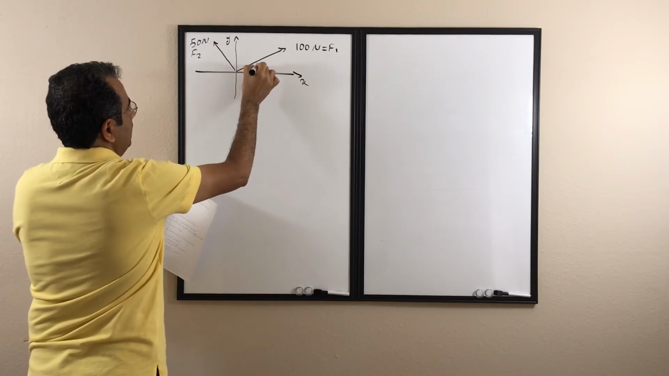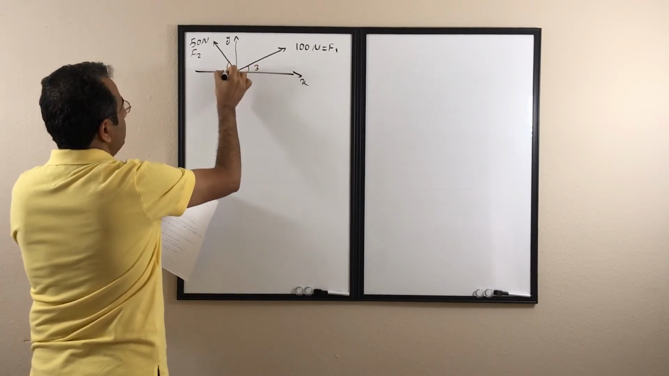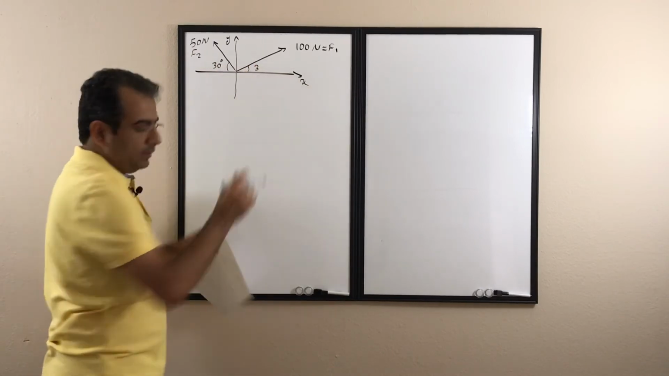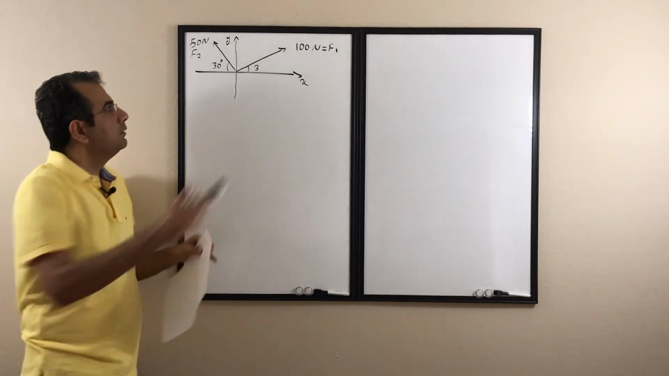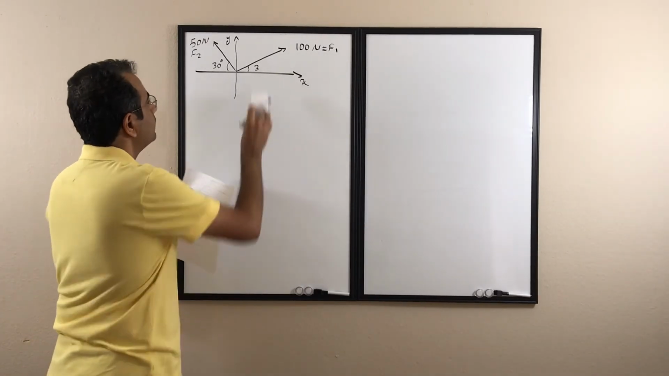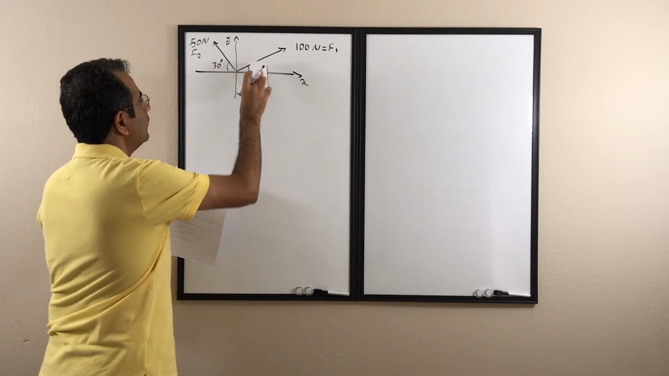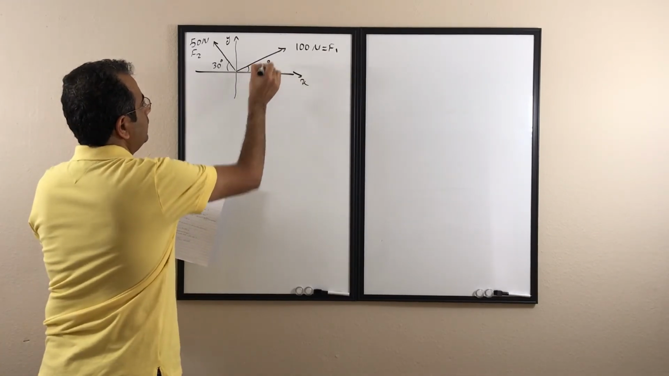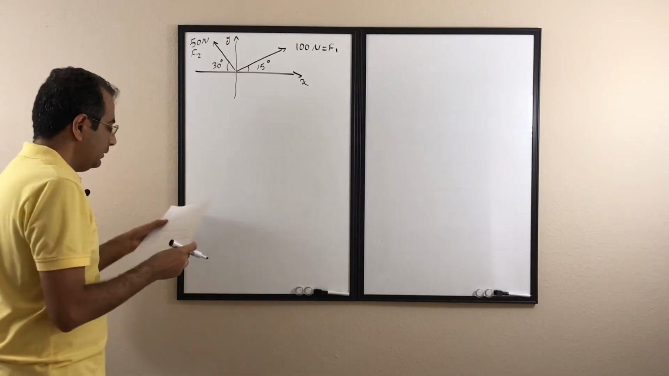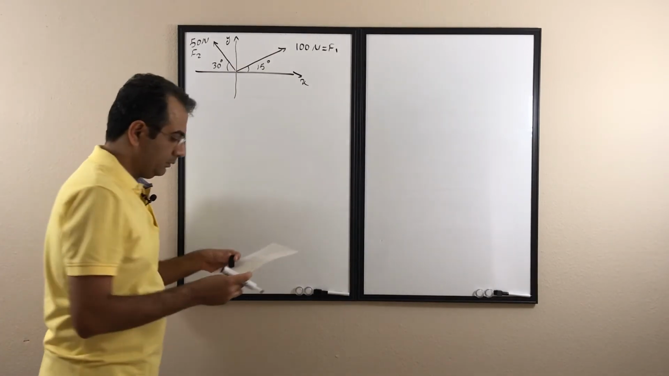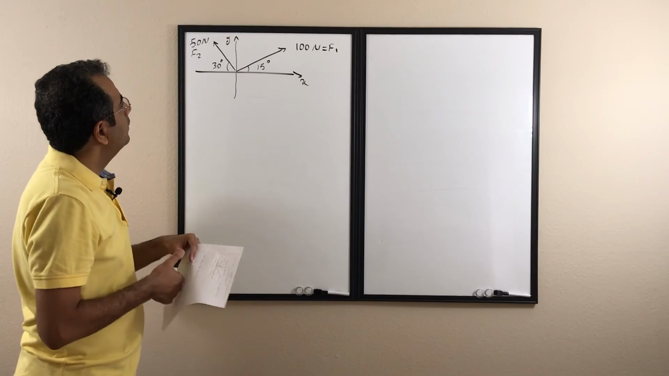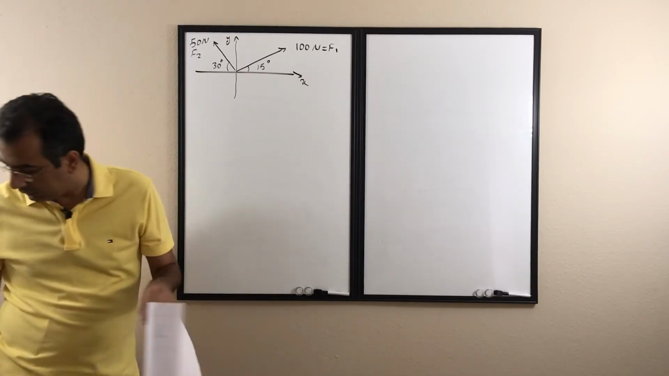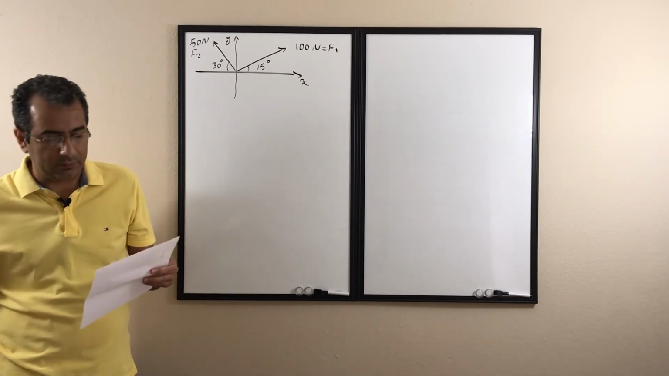And it has 30 degrees here and 15 degrees there. 15 degrees. So I want to find the resultant force using either of these two methods.